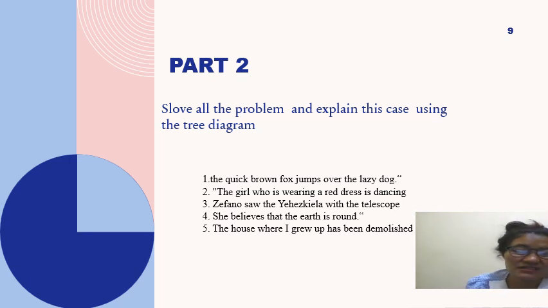Okay, the first question is, the quick brown fox jumps over the lazy dog. The second question is, the girl who is wearing a red dress is dancing. The third question is, Stefano saw the Ezekiel with the telescope. Fourth, she believes that the earth is round. Fifth, the house where I grew up has been demolished.